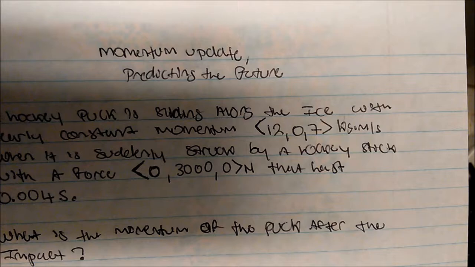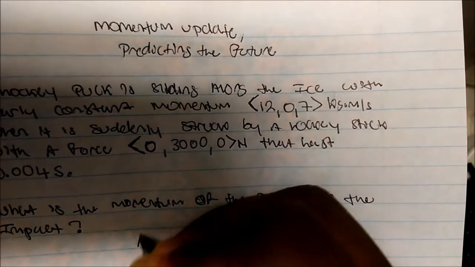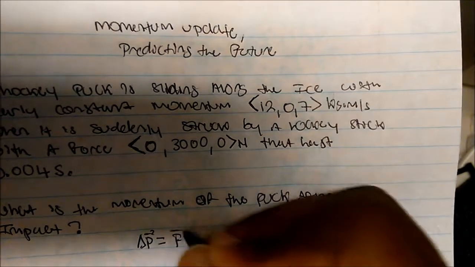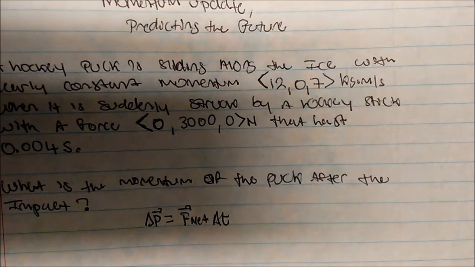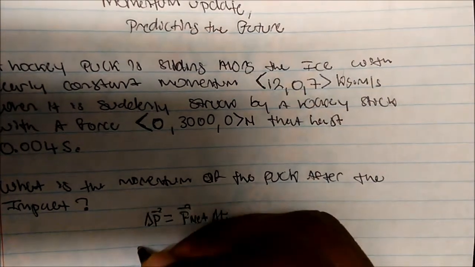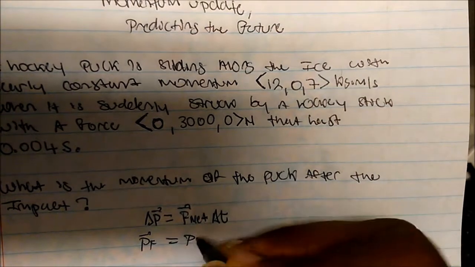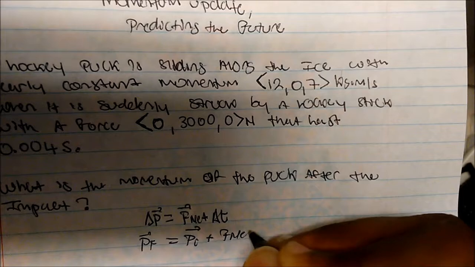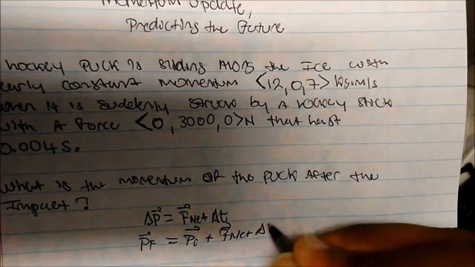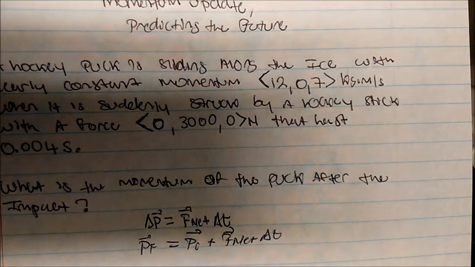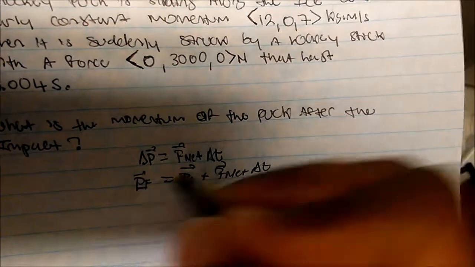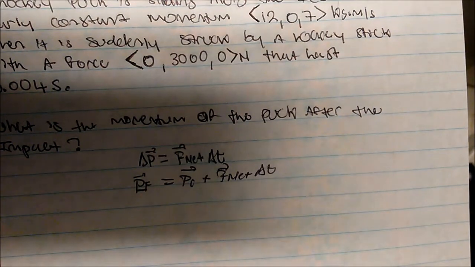Anytime you see words like "after," you're going to use the momentum update. The momentum principle says a change in momentum is equal to F net delta t. If you want to predict some momentum after a certain time, then P final is equal to P initial plus F net delta t. So that's the momentum update formula. We want to solve for P final because it asks what is the momentum of the puck after the impact.